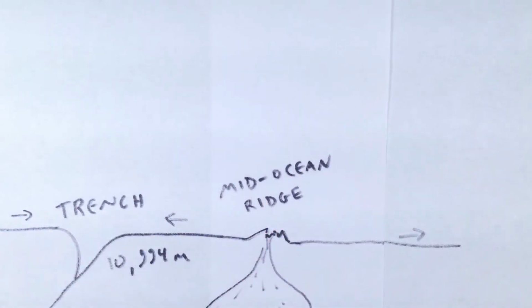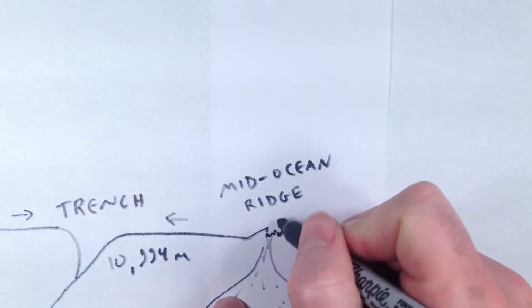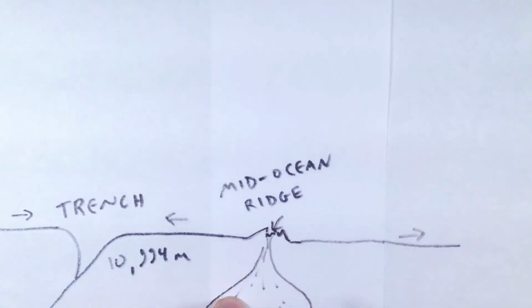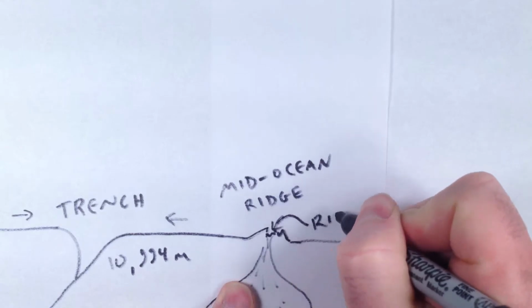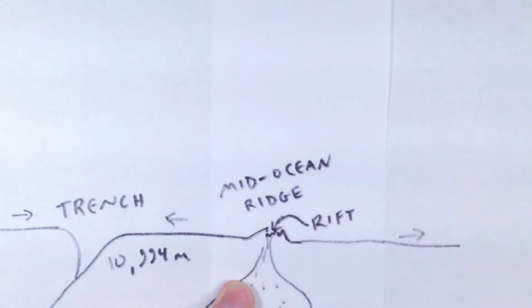So in the center of this mid-ocean ridge, there is a little valley. Let's see, this little valley in there. That little valley is called a rift. And that valley could be over a kilometer deep, like more than half a mile. It's frequently the site of volcanic activity.